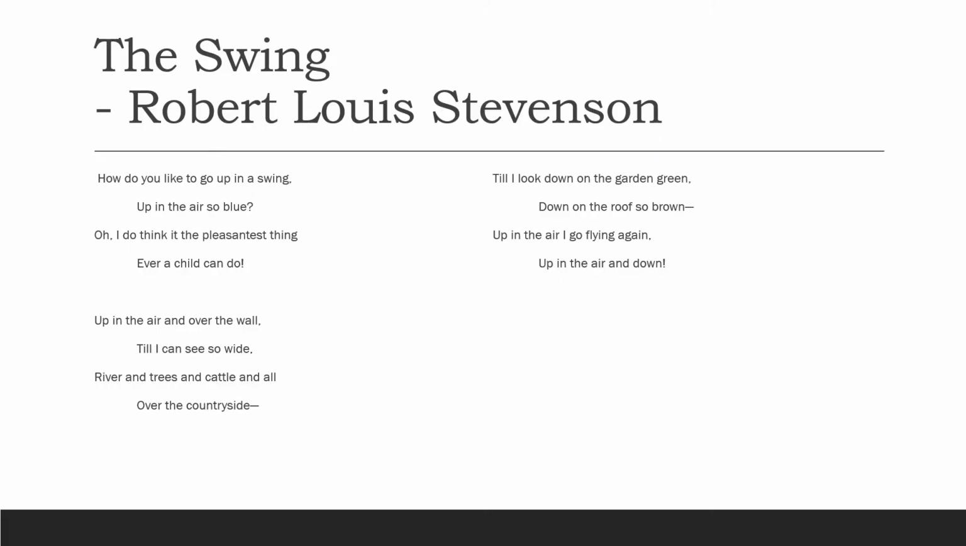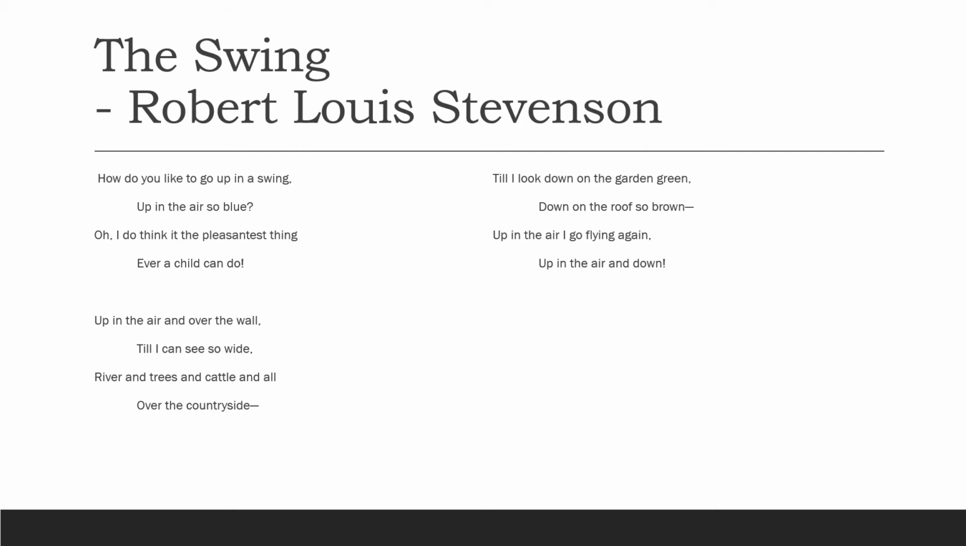This poem, The Swing by Robert Louis Stevenson, is a great example of a lyrical poem because the lyrical structure of it mimics the movement of a swing. So it's a great example of how rhythm can be used to help students see the world in a different way or understand pattern and rhythm in a way that they maybe hadn't before.